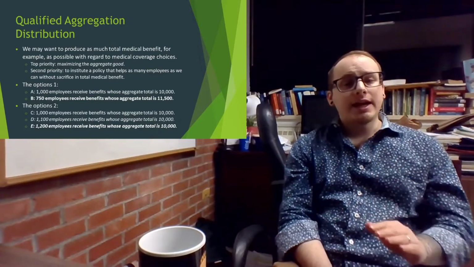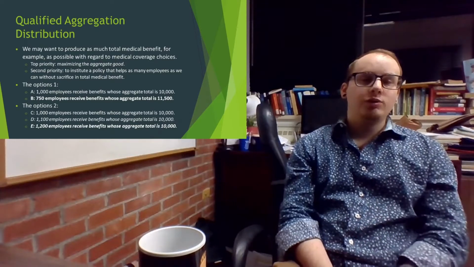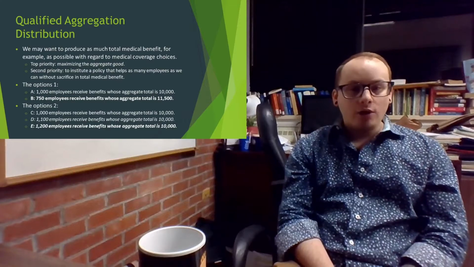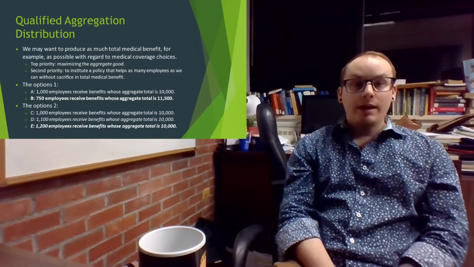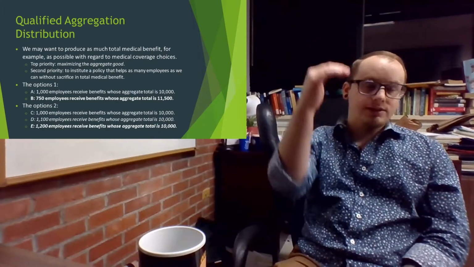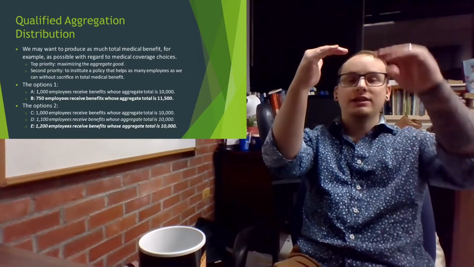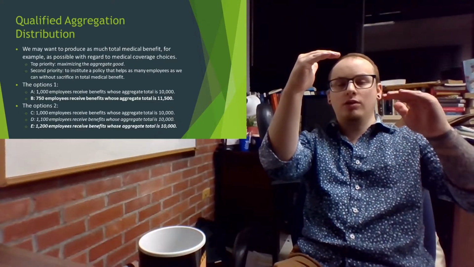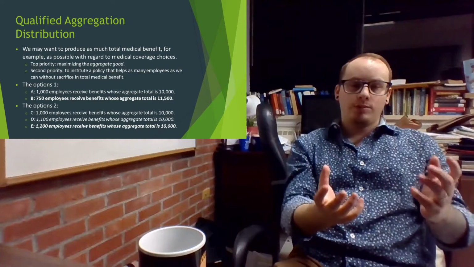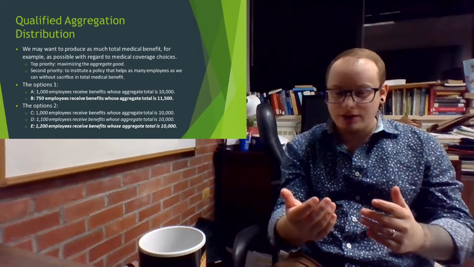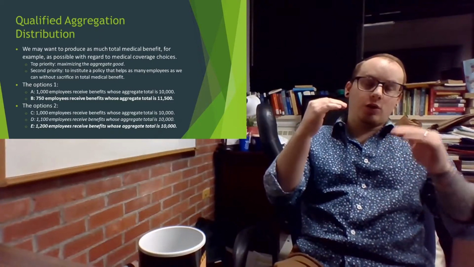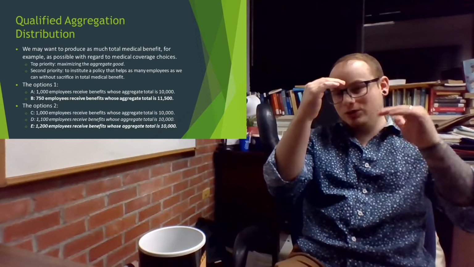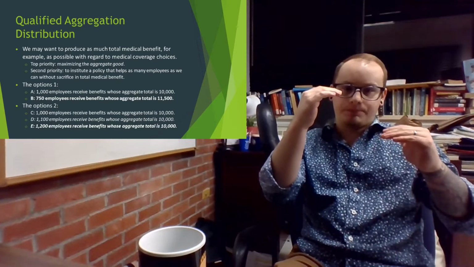And that means my second priority would be to institute a policy that helps as many employees as we can without a sacrifice in total medical benefit. So if there's a sacrifice in total medical benefit, that's the point at which I stop trying to cover more employees. So we can see then how this way, inclusiveness isn't going to be the top priority.